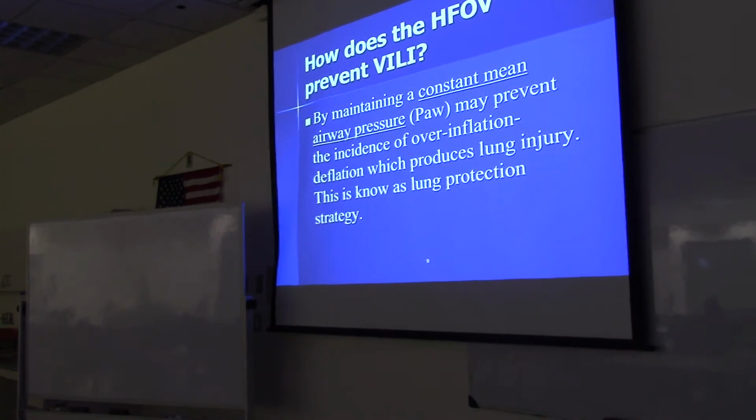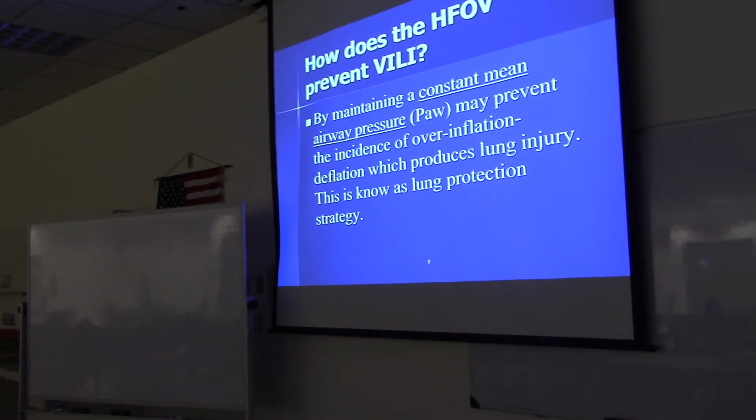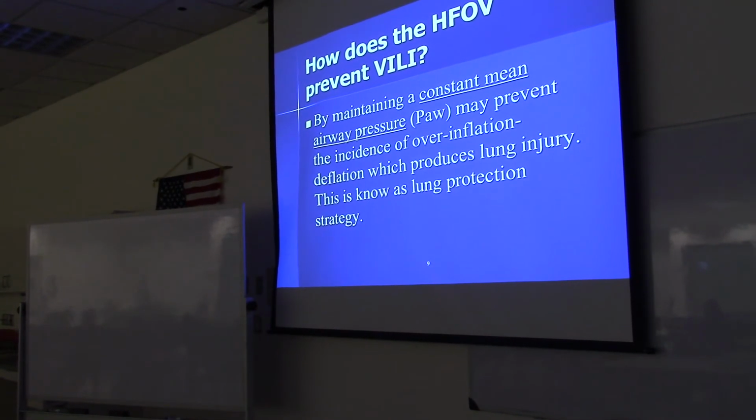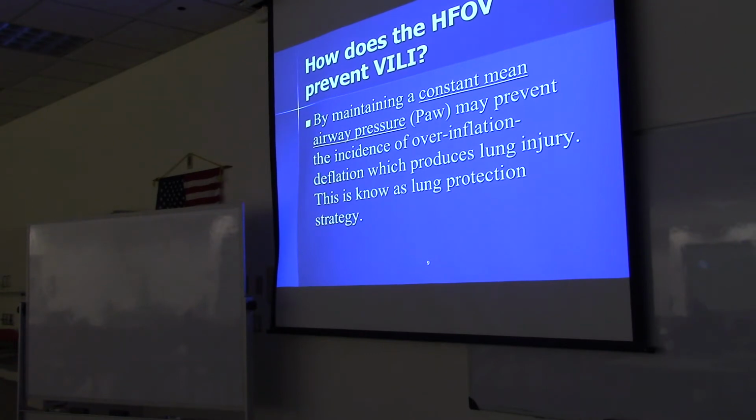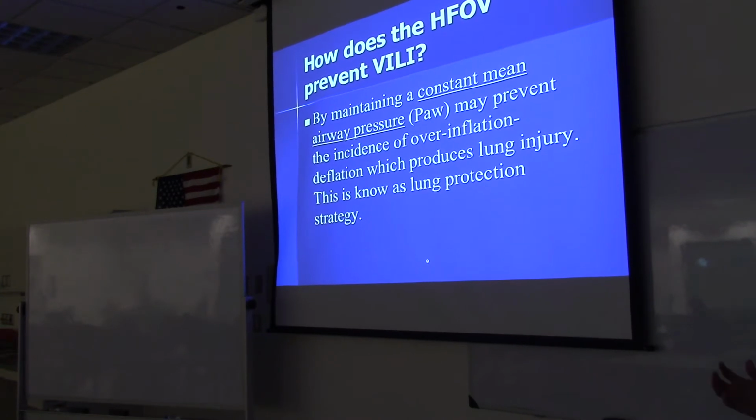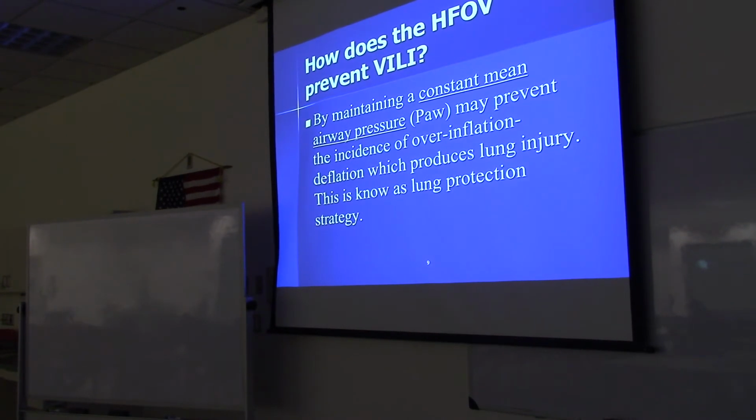So how does high-frequency oscillatory ventilation prevent ventilator-induced lung injury? And it gives you the answer. It says, maintaining a constant mean airway pressure may prevent the incidence of overinflation and deflation, which produces lung injury. So it's a lung protection strategy if you inflate the lungs and just keep them inflated without the alveoli having to collapse on exhalation each breath. So keeping a mean airway pressure is one way. With conventional ventilation, we use PEEP to do the same thing.